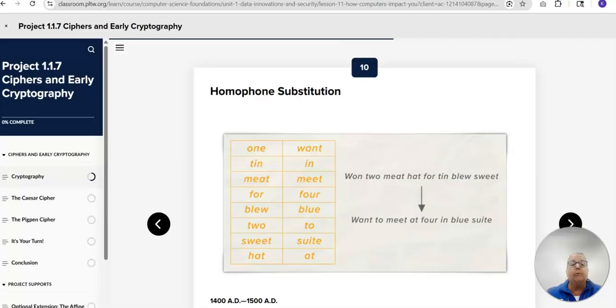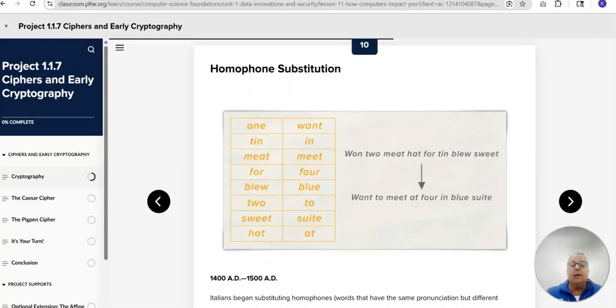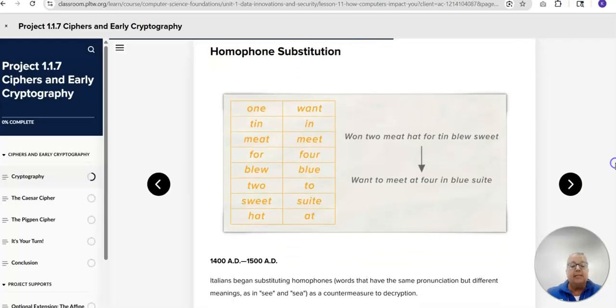This is a homophone substitution. Italians began substituting homophone words that have the same pronunciation but different meanings, as in C and C.